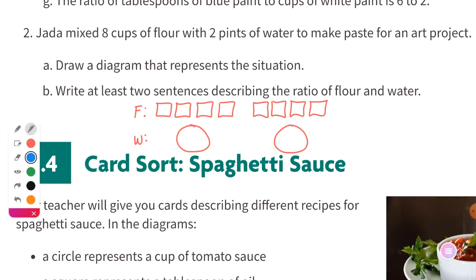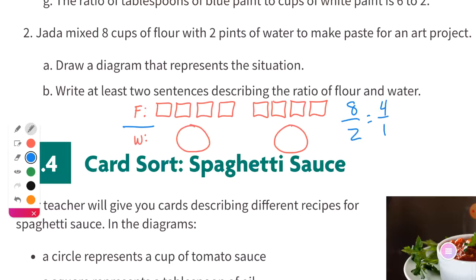Write at least 2 sentences describing the ratio of flour and water. So I'm going to write out a couple of ratios here. I know it's 8/2, and I'm just doing flour to water because that's how I have it set up. That would reduce to 4/1. Okay? Who has a ratio, a sentence they think is correct? Elise, give me one of yours. 8 cups, 2 pints. Okay, so because it just said write a ratio, you would have to say the ratio of blank to blank is blank to blank.